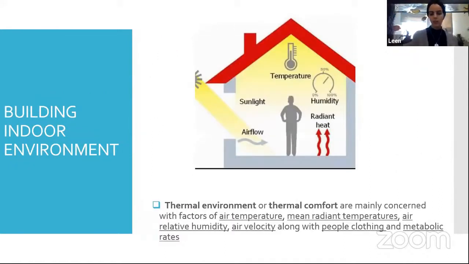Now, let's talk a little bit about the building indoor environment. As we can see, of course, the indoor environment affects human health, comfort and performance. It is directly related to minimizing energy consumption and natural resources consumption. The successful indoor environment should take into consideration all the multiple parameters that are included in the design of the building. Many terms are used to talk about the indoor environment. Each of them has different factors affecting them.